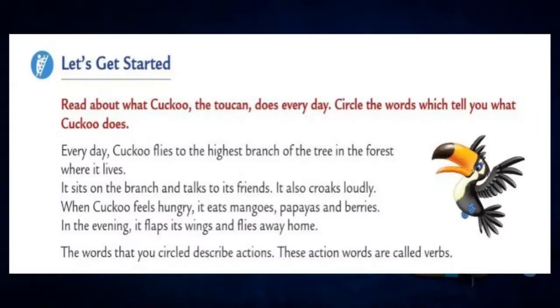Okay students, let's do a small activity given here. Read about what Cuckoo the toucan does every day. Circle the words which tell you what Cuckoo does. First of all, read the paragraph properly and then circle the action words. Circle the action words. It means circle the verbs given in the paragraph. Okay students, so read it properly and then circle the action words.